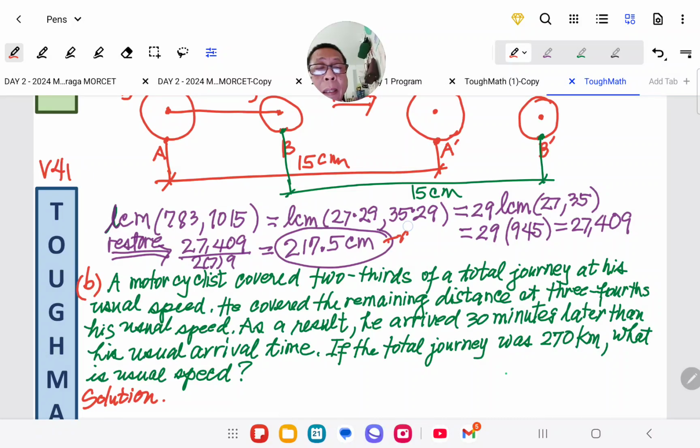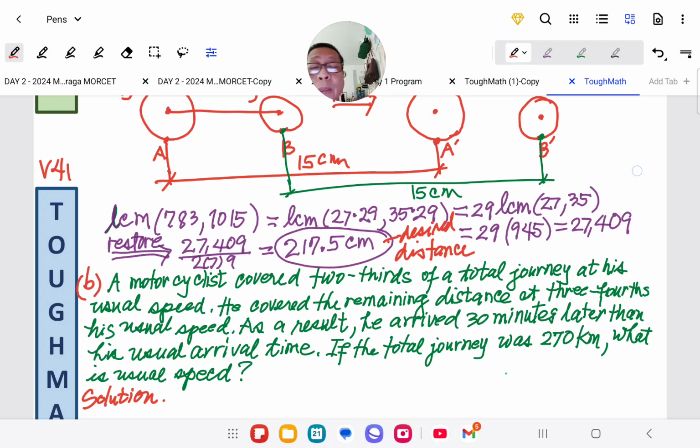This is the desired distance traveled. When the toy car has traveled 217.5 centimeters, the A and the A prime are on the ground. At the same time, the B and the B prime are also on the ground. So that's the answer, 217.5.